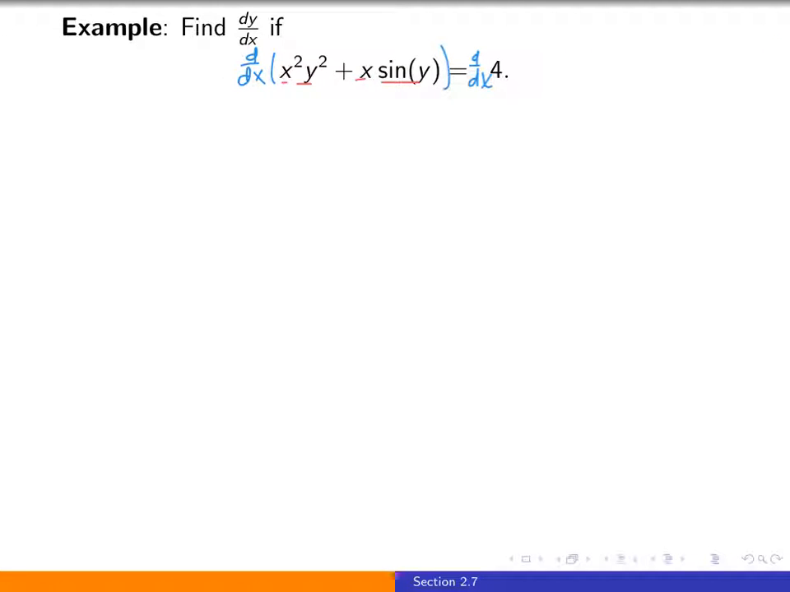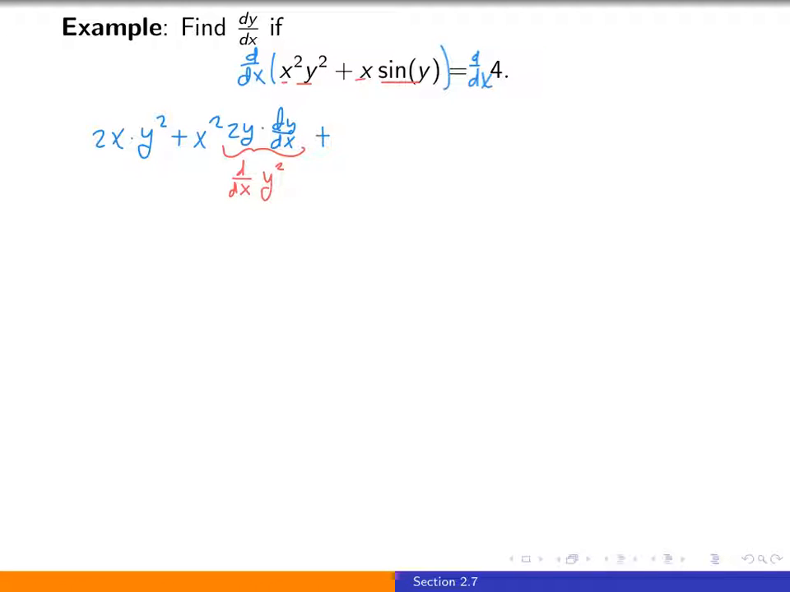So on the first term, we apply the product rule. We have the derivative of the first, 2x, times the second, plus the first function, and then we multiply that by the derivative of the second. So we're multiplying this by the derivative with respect to x of y squared. In the general rule of thumb for implicit differentiation, you differentiate that y squared how you would like to, 2y via the power rule, and then you multiply it by dy/dx.